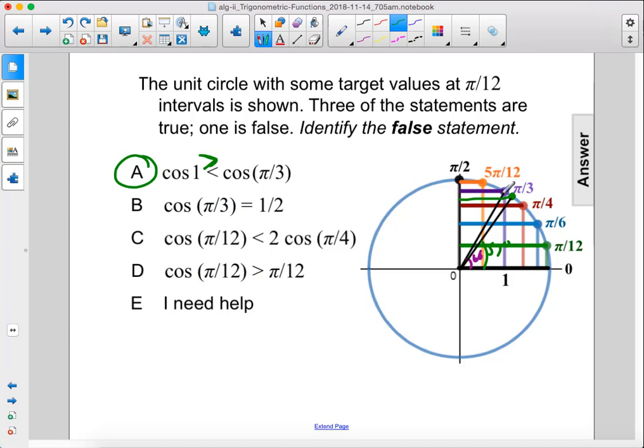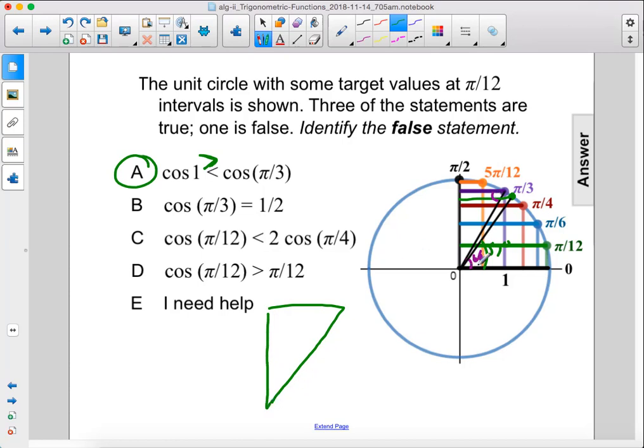Cosine of pi over 3, which is this purple bar, equals 1/2. That is true. We can explain why, because this, as I've shown before, is a 60-degree angle. So that means that this angle, if we're just going to use this triangle right here, actually I'll redraw it so it's a little clearer.